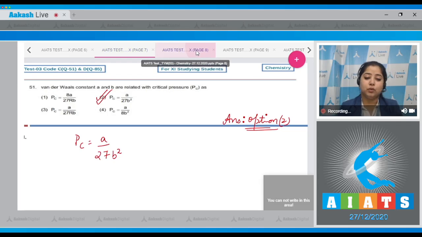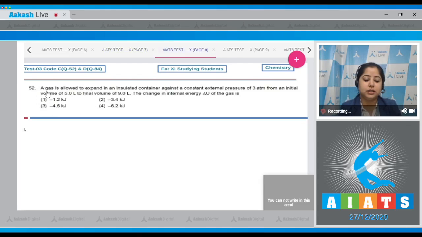Moving to next, which is question number 52. Let's read it. A gas is allowed to expand in an insulated container against a constant external pressure of 3 atm from an initial volume of 5 liter to a final volume of 9 liter. The change in internal energy delta U of the gas is.